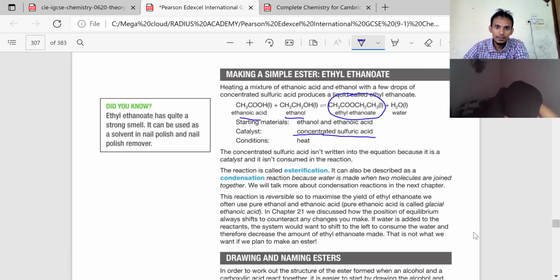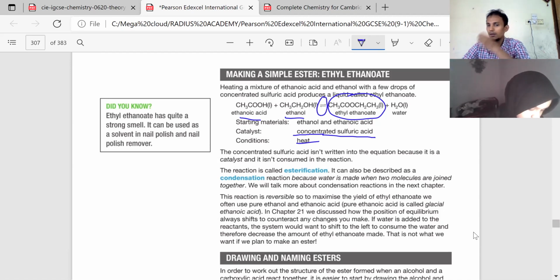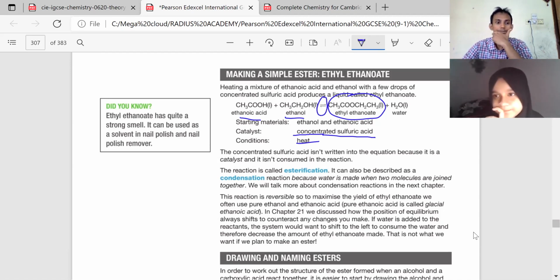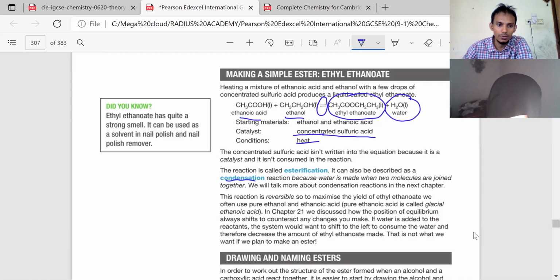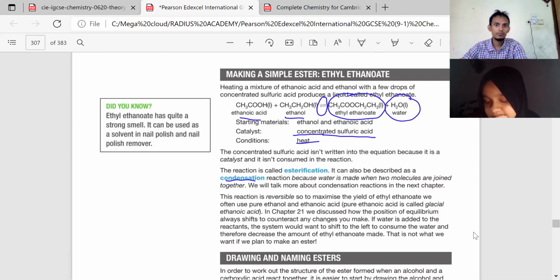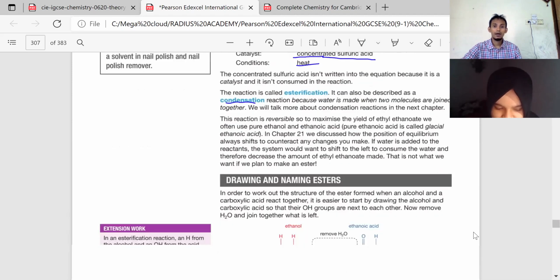This is your catalyst, and you need to give heat, and it's a reversible reaction. The reaction is very slow. And it is also a condensation reaction because when these two molecules join, water will be lost. That is, part of the molecule will be lost. That's why it is a condensation reaction as well. So that is important to understand.